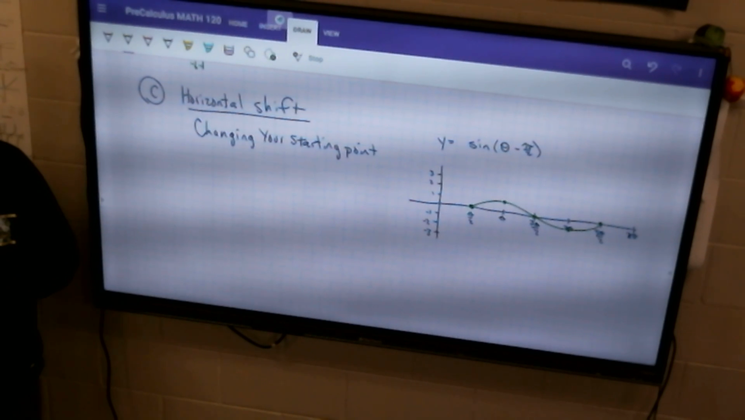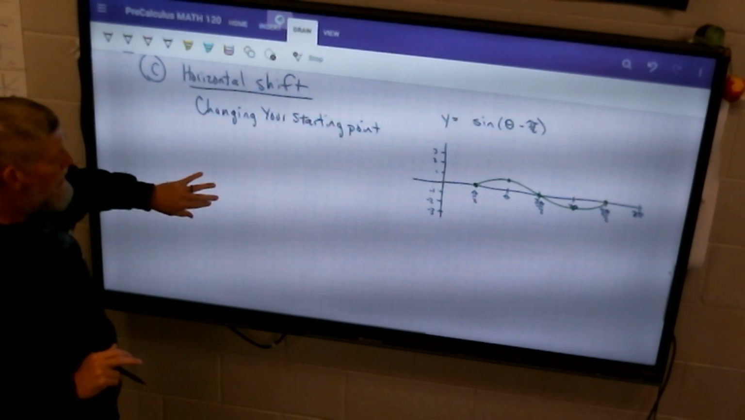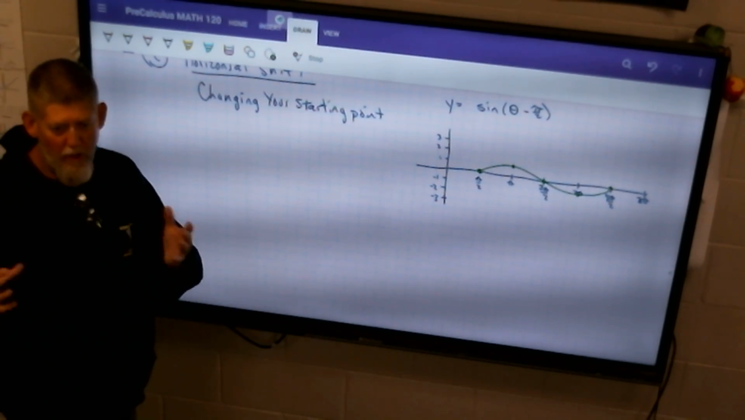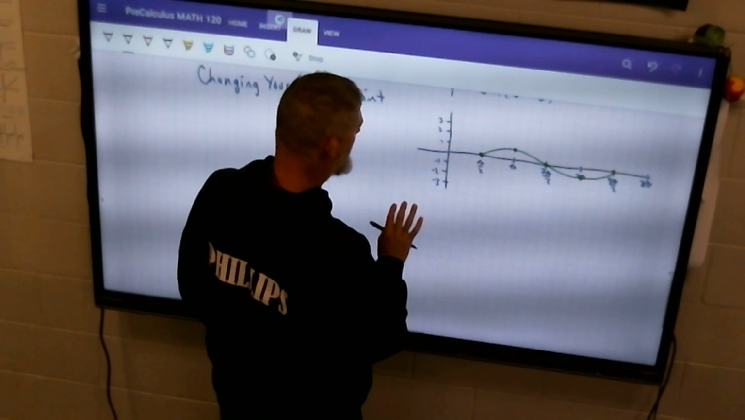Okay, we good? You ready to try one of these on your own? Just the phase shift. Well, let's do one more horizontal shift together. And then we'll put the 3 together, and then maybe save the last one for tomorrow. Next class, we'll see.